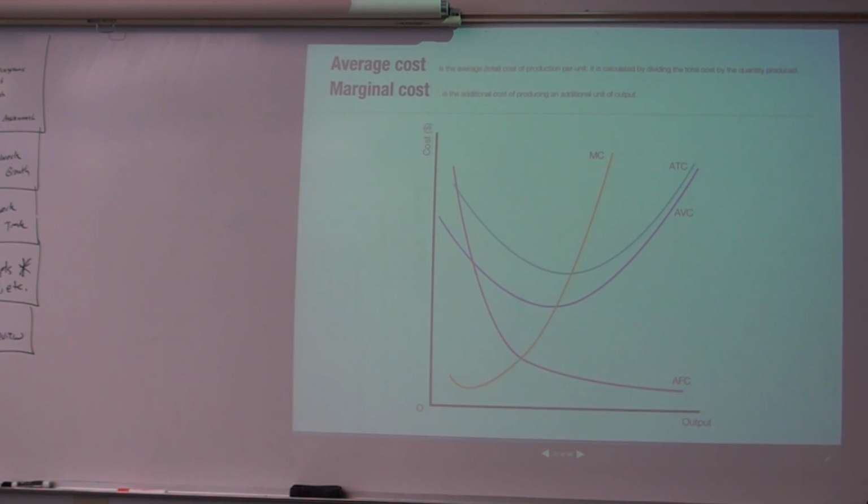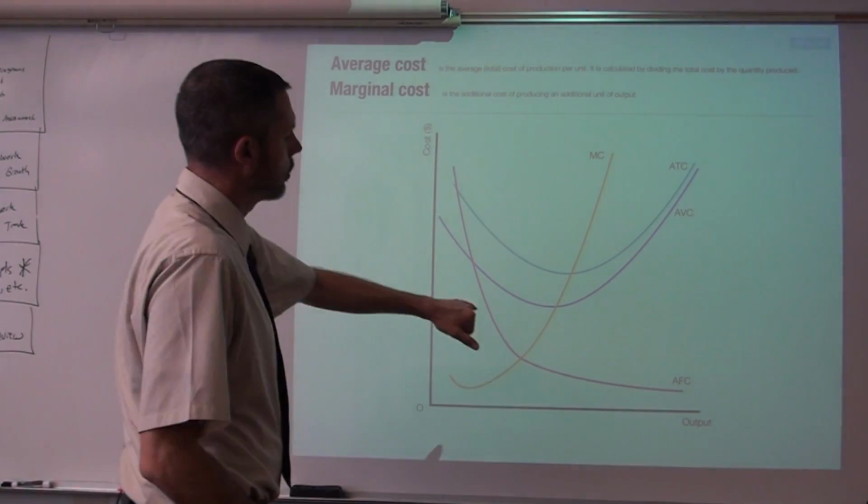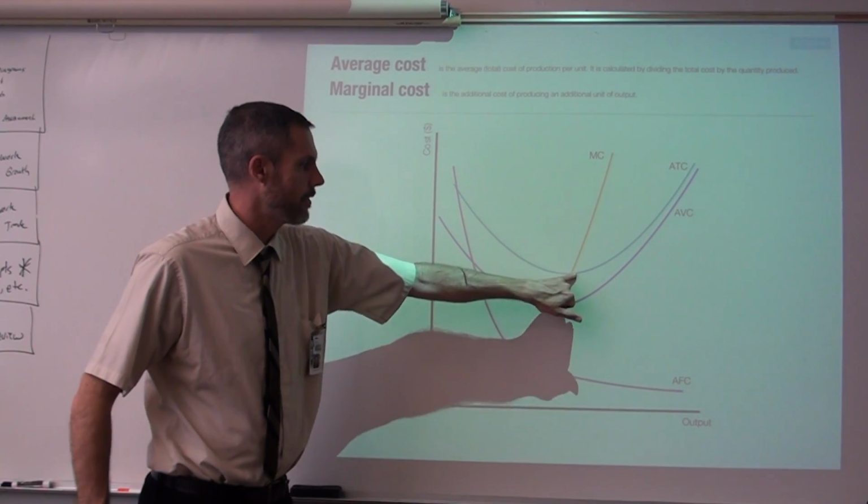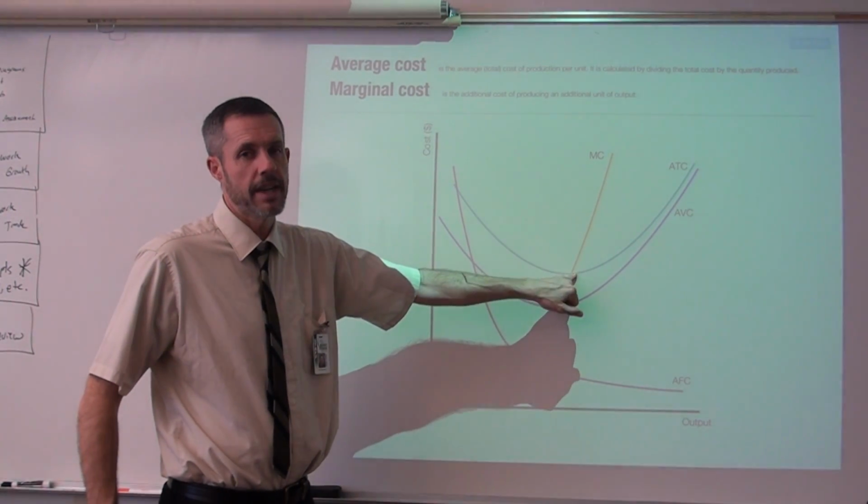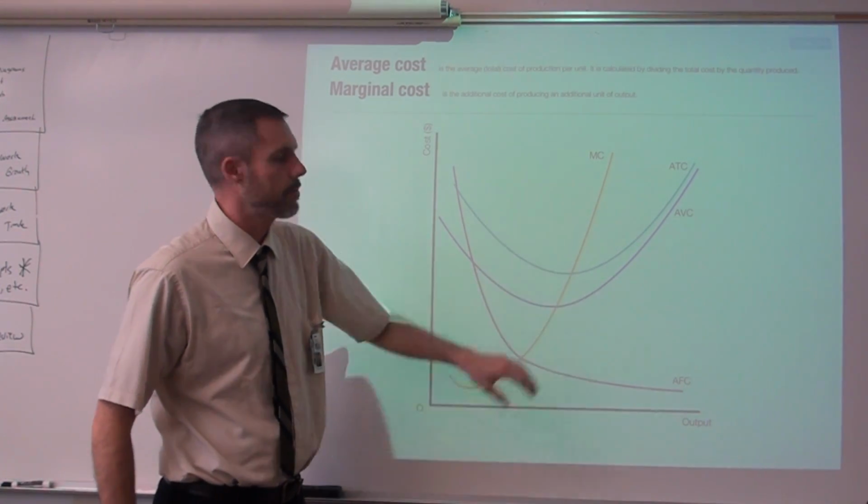There's also average cost, which is total cost divided by quantity. Marginal cost is the cost of the next unit, how much it costs to produce one more. Here are some things to remember. Marginal cost will always cross average variable cost and average total cost at their minimum points. It's by definition in the short run, it will happen that way.